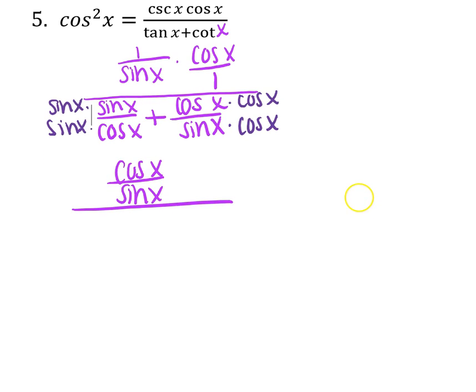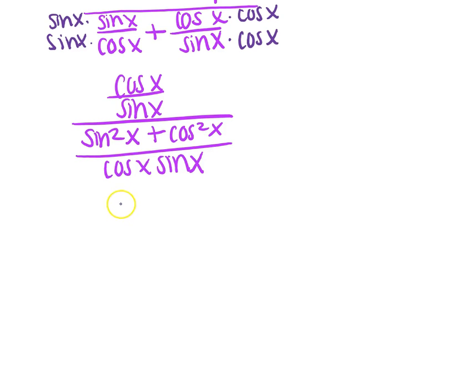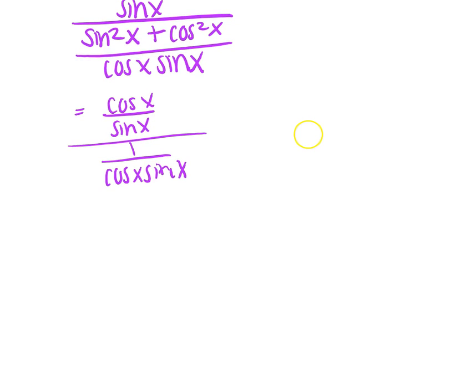So now I have sine squared x all over, well, I'll say plus cosine squared of x, because now I have the common denominator of cosine of x sine of x. Now this looks promising because I know that sine squared of x plus cosine squared of x is 1. So I'll rewrite this again. Cosine of x over sine of x all over 1 over cos x sine x. Now if I want to divide fractions, I got to multiply by the reciprocal.